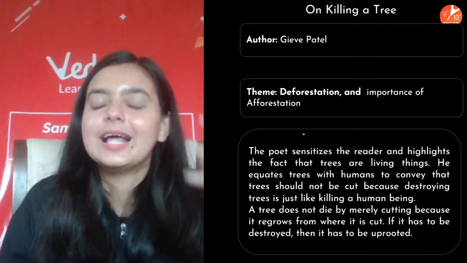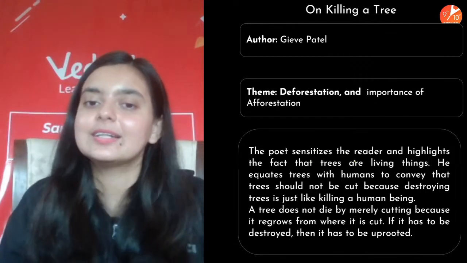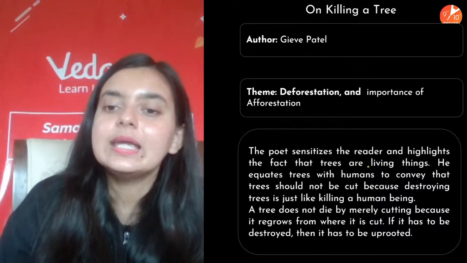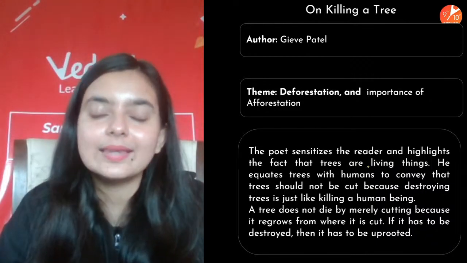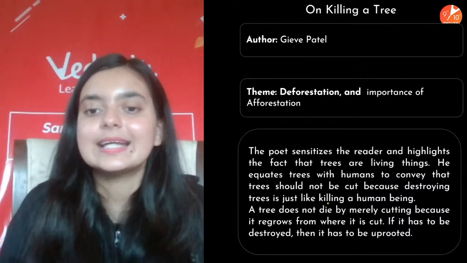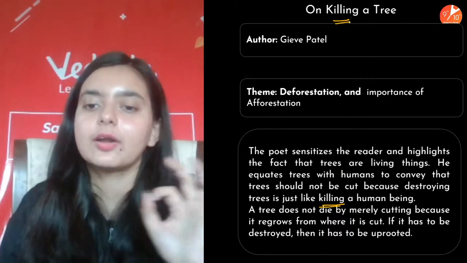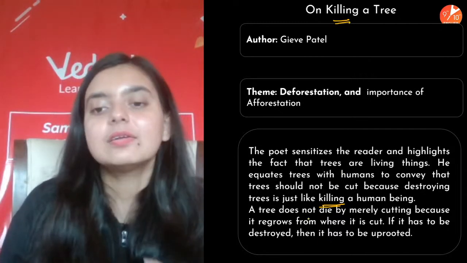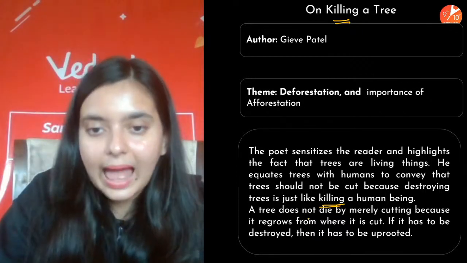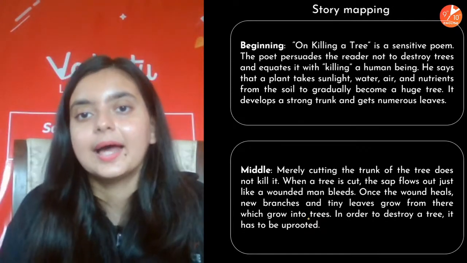But of course, if we go deeper into the poem, it is sensitizing the reader and highlighting that trees are also human beings. So he equates trees with humans to convey that trees should not be cut, because cutting a tree, destroying a tree, is equivalent to killing a human being, and that is why the word killing has been used for a tree. And the tree does not die merely by cutting, because it regrows and it has to be destroyed. If it has to be destroyed, it has to be uprooted, right?